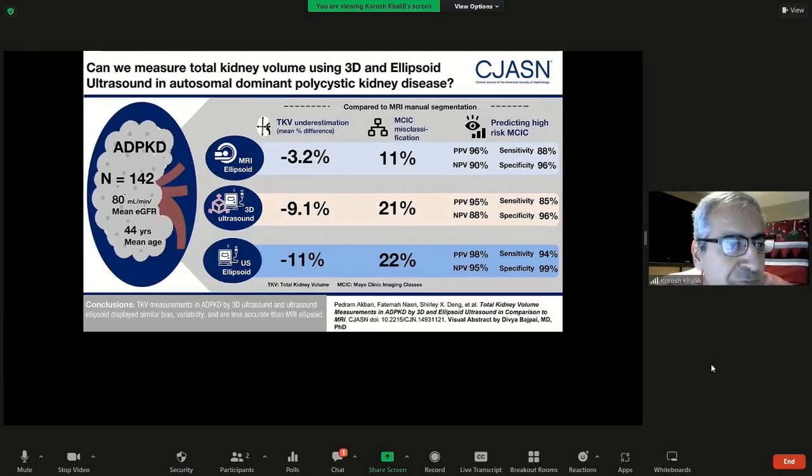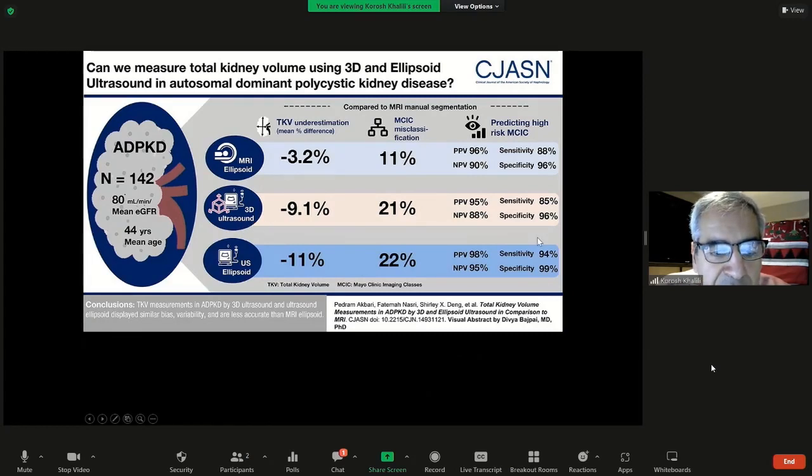So we performed a prospective study comparing ultrasound, these two different techniques, 3D ultrasound and ellipsoid method using ultrasound, compared to MR ellipsoid and the gold standard. And we found that with ultrasound, we tend to underestimate the kidney volumes a lot more than with MR. And that resulted in double the rate of misclassification with ultrasound compared to MR. We also found that there was not much difference between 3D ultrasound and ellipsoid formula.